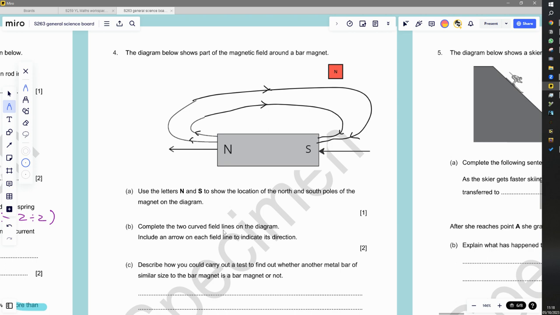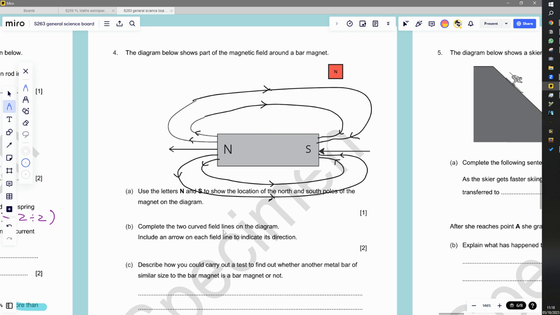I think you can probably get away with just doing one arrow on the line. And the same down below. We've got to make it symmetrical. Again, towards the south and away from the north. And it tells you to include the arrow, but what they might do in some questions is just say complete the diagram, and then you need to know that it includes arrows. Okay.